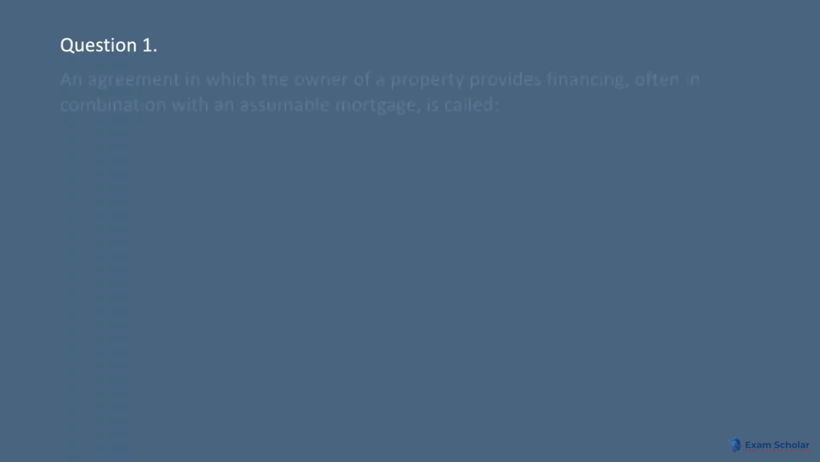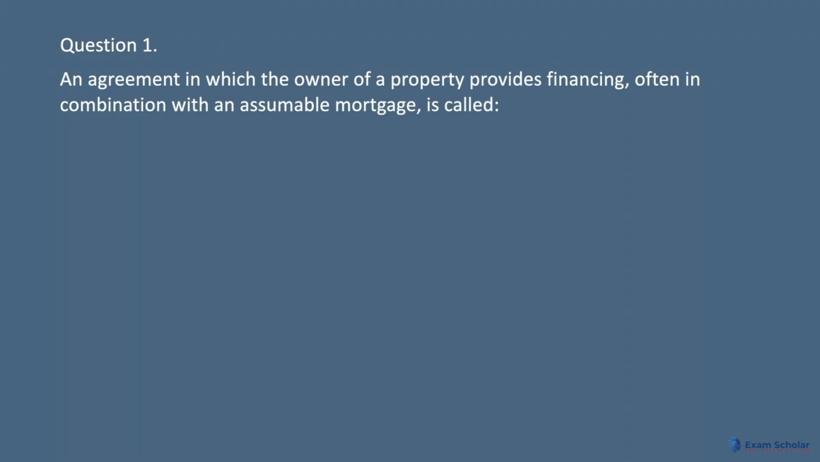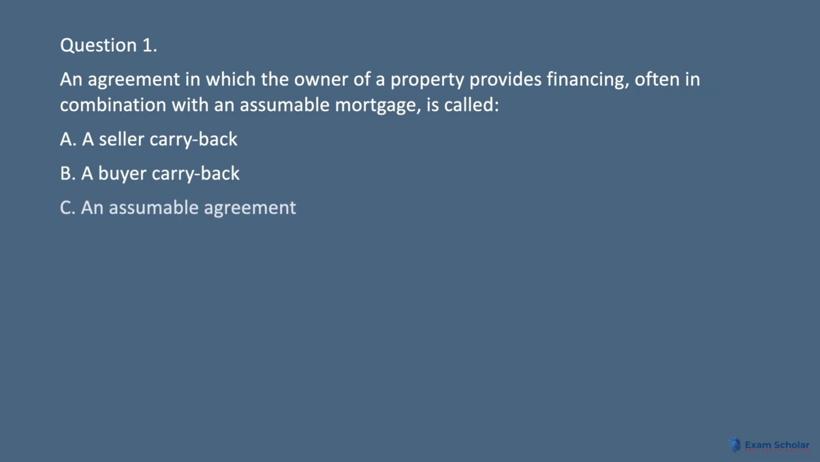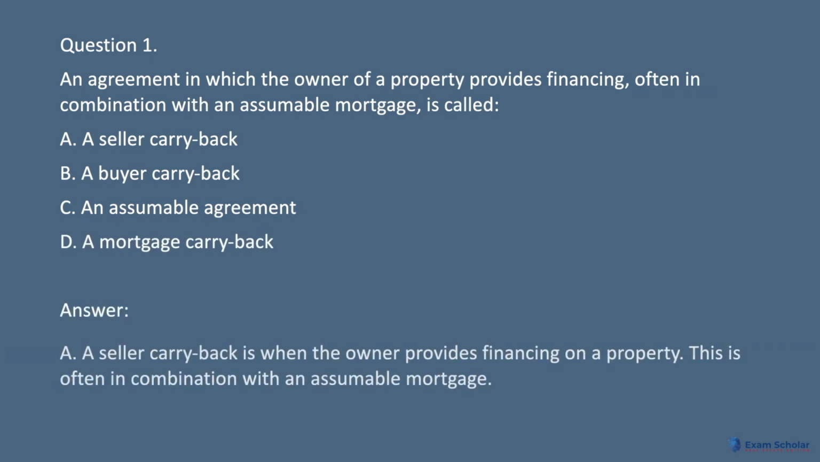Question 1. An agreement in which the owner of a property provides financing, often in combination with an assumable mortgage, is called A. A seller carryback, B. A buyer carryback, C. An assumable agreement, D. A mortgage carryback. Answer: A. A seller carryback is when the owner provides financing on a property. This is often in combination with an assumable mortgage.